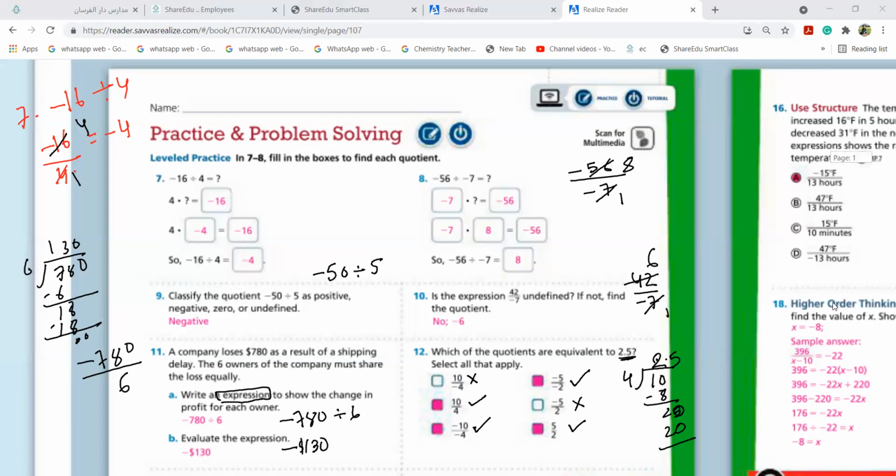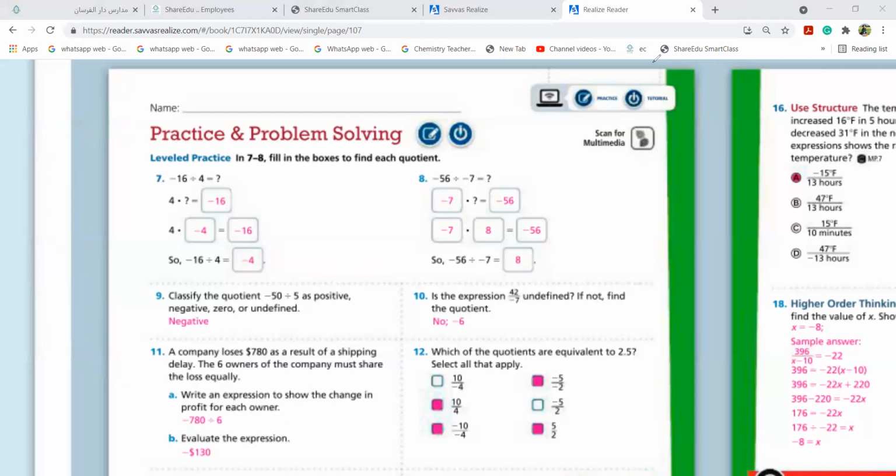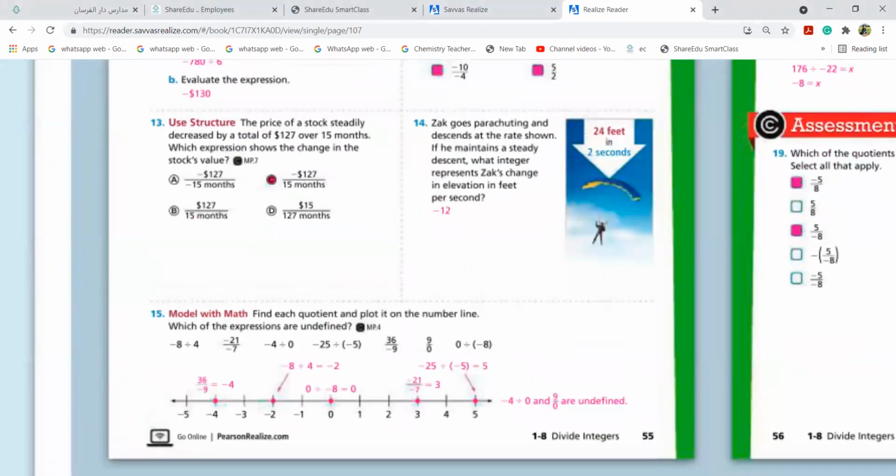Okay, yeah, we are supposed to do divide integers today, and tomorrow divide rational numbers. We have time, class. Okay, can I erase all of this? Yeah. Yes, miss.